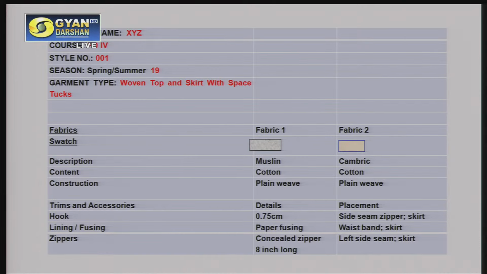So learners, in this particular session we discussed unit 3, body measurement, and unit 4, the pattern information and marking. In detail you can study in your study material. Briefly we have discussed all the topics.